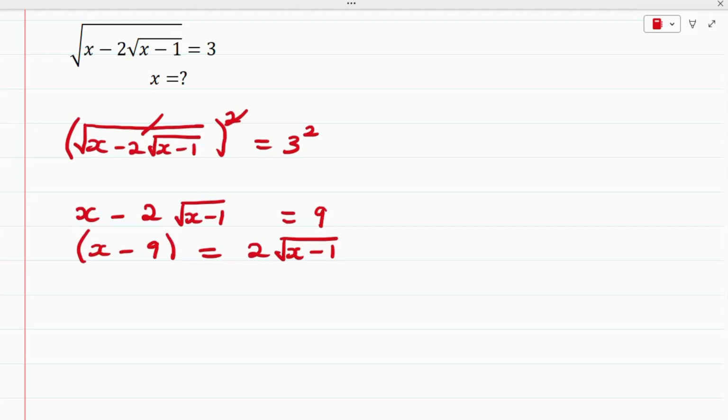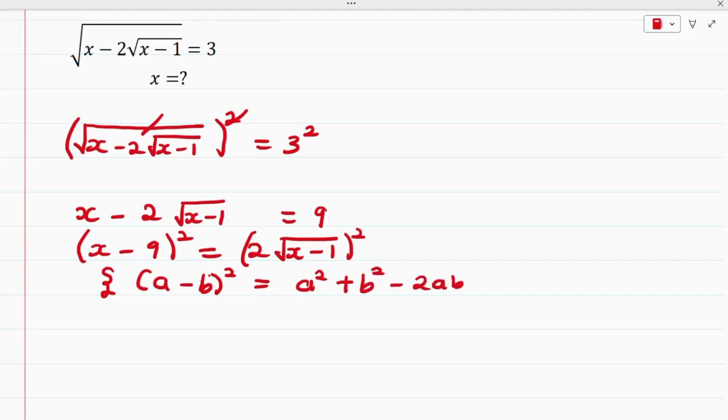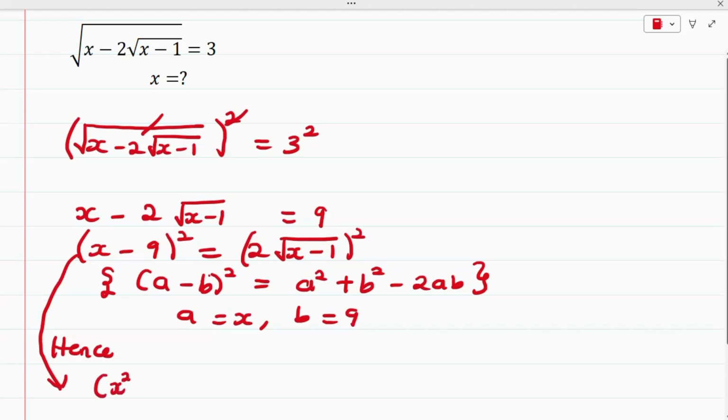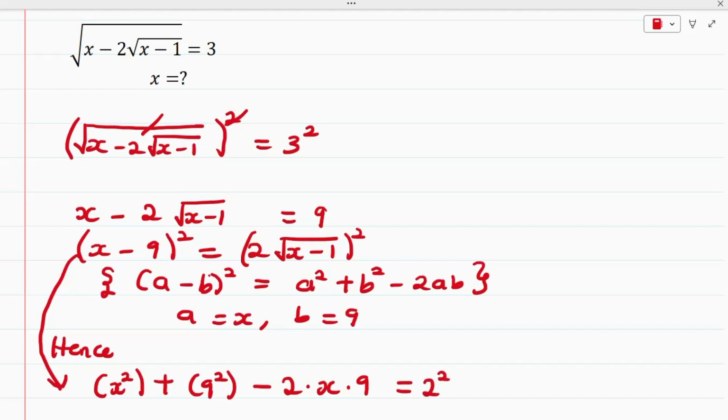So at this point, we want to simply square both sides. Alright, now for the left hand side of this equation, we want to simply apply this property that says if we have a minus b all squared, this is equal to a squared plus b squared minus 2ab. So applying this property, we have that a is equal to x and b is equal to 9. So hence, from this property, we have this to be x squared plus 9 squared minus 2 multiplied by a, which is x, multiplied by b, which is 9, is equal to, so now for the right hand side, we have this to be 2 squared multiplied by the root of x minus 1 all squared.